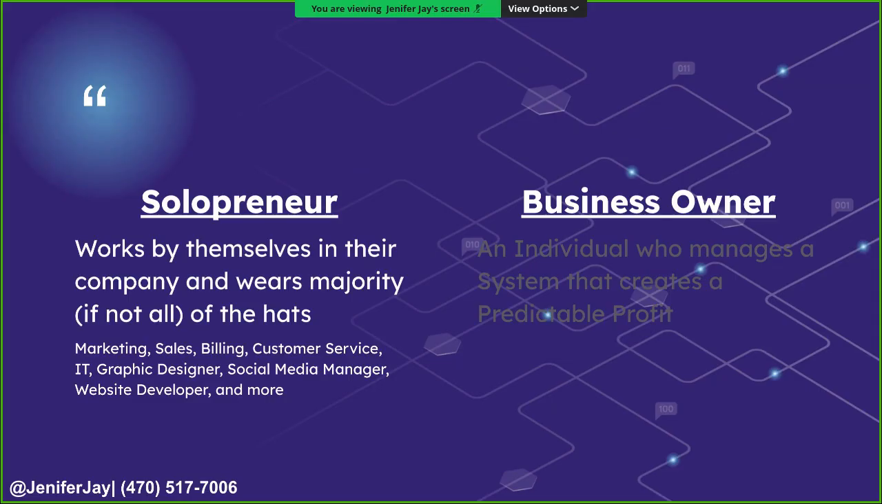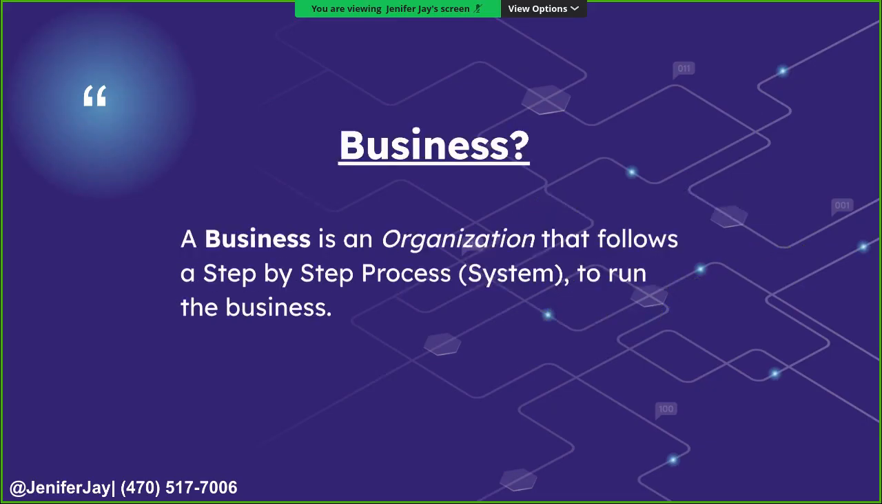And this is the definition. So we want to define what a business owner is, but let's define what a business is. A business is an organization that follows a step by step process, a system to run the business, right? Let me read that again. It's an organization that follows a step by step process, a system to run the business.